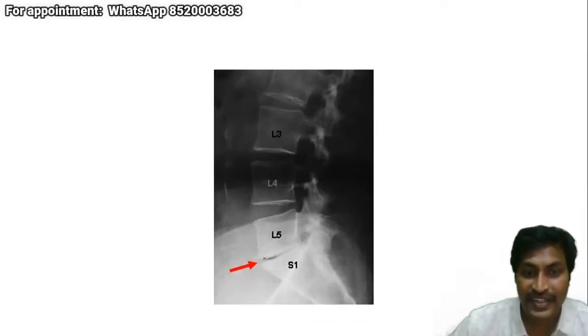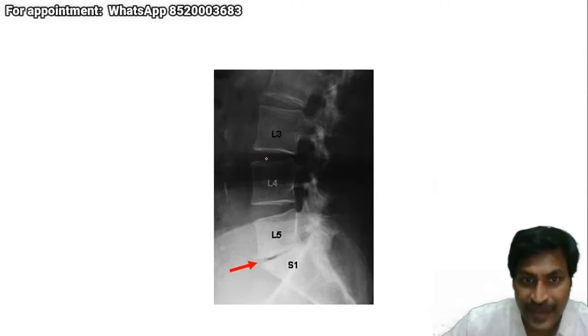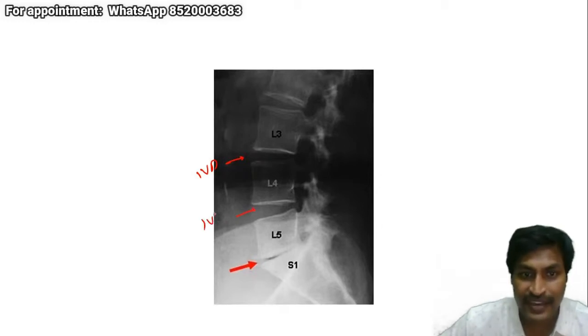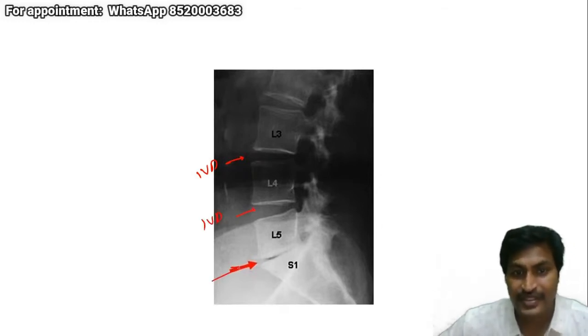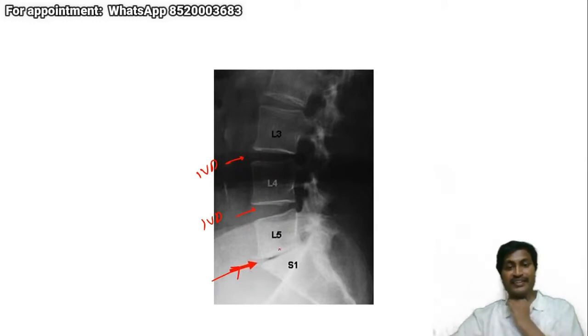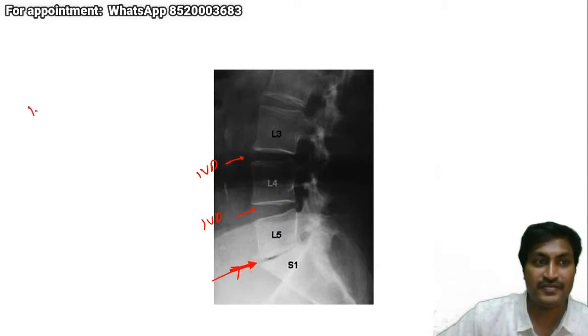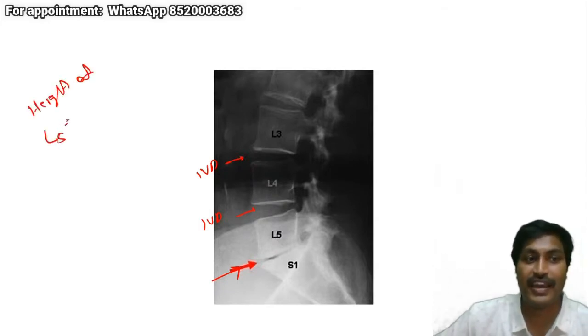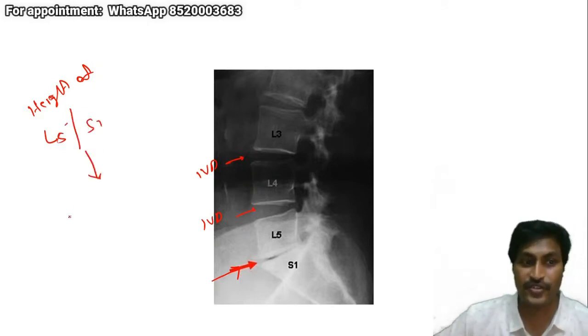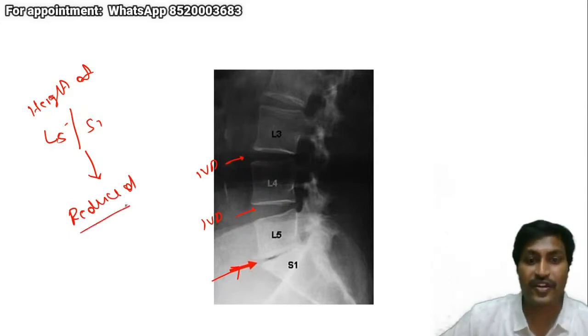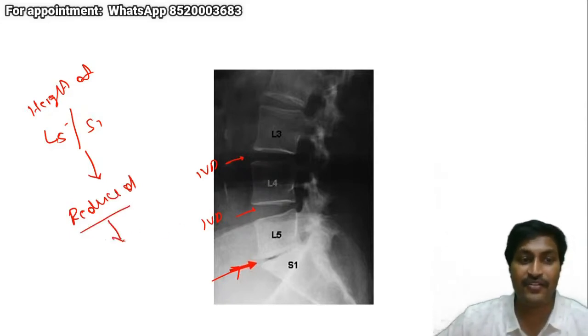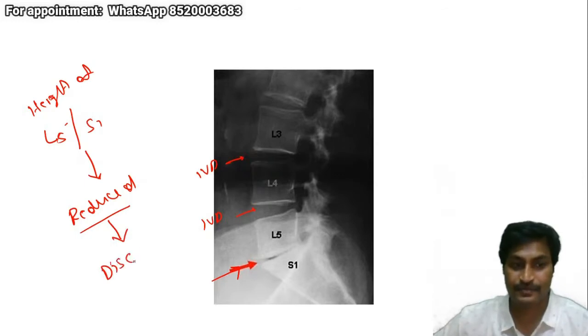Can you say what happened to the intervertebral disc at this point? Can you compare the IVD at this level, L3, L4, the IVD at L4, L5, and the IVD at L5, S1? So what are your findings? What happened to the height? So the height at L5, S1 is reduced. So reduction of intervertebral disc height is a sign of disc prolapse.